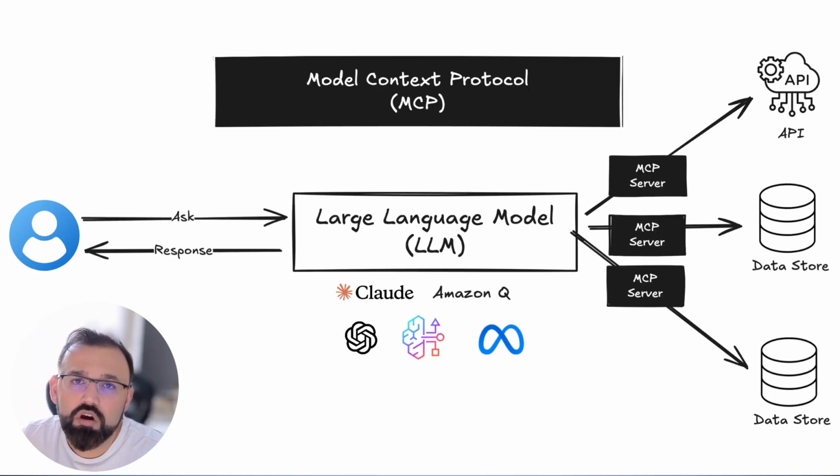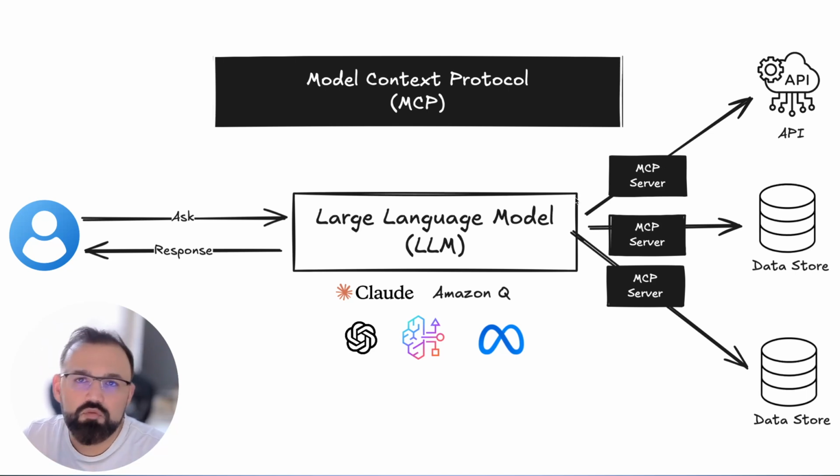Enter the Model Context Protocol, or MCP, created by Anthropic. And the best part, it's open source. MCP provides a standard interface for LLMs to interact with tools and APIs seamlessly. Think of it as a middleware that simplifies the connection between complex APIs and your AI.